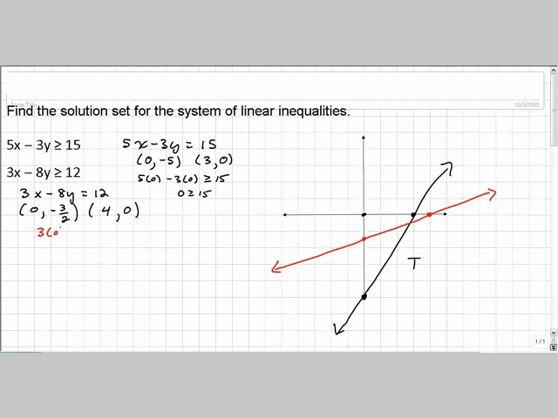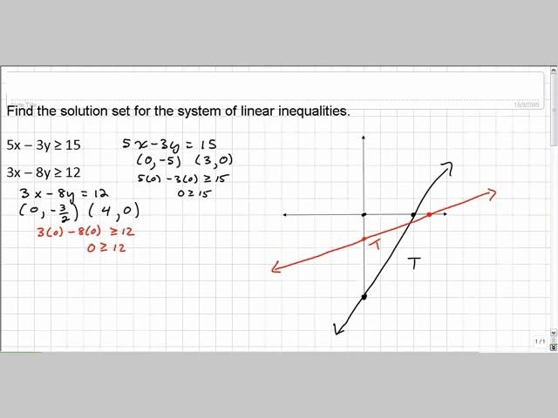All right, now we'll also test the point (0, 0) in this inequality. So 3 times 0 minus 8 times 0 greater than or equal to 12. 0 greater than or equal to 12 is false. Okay, so that means that this point is no good. So we're also below this red line. Okay, so we're looking below the red line.